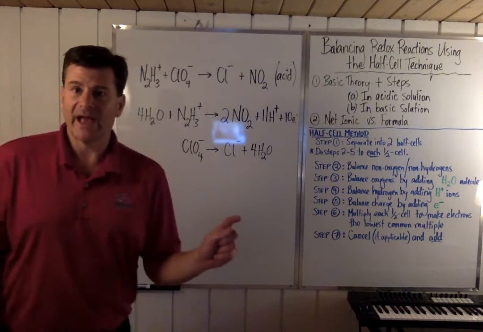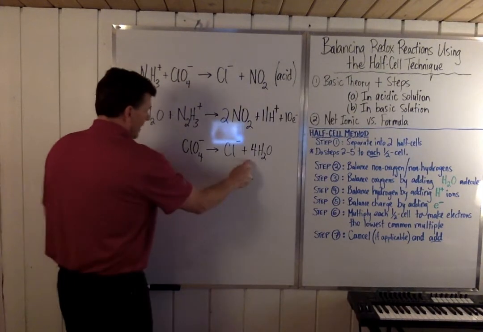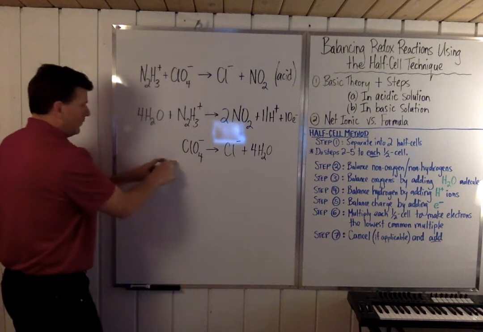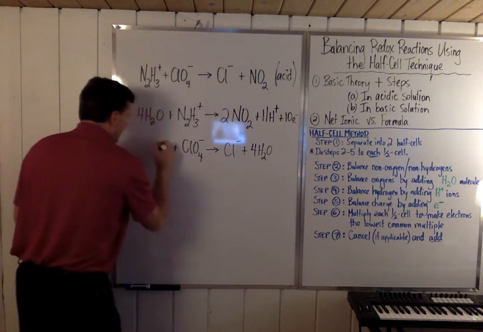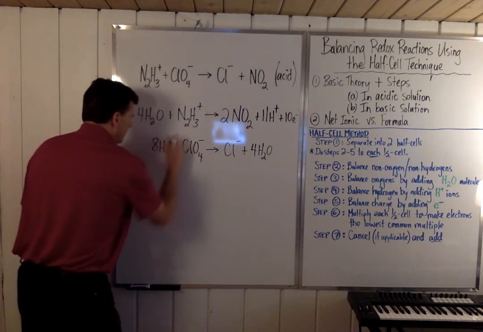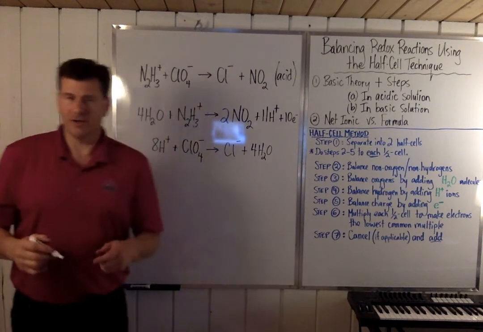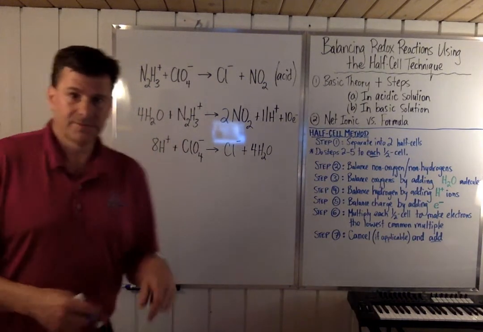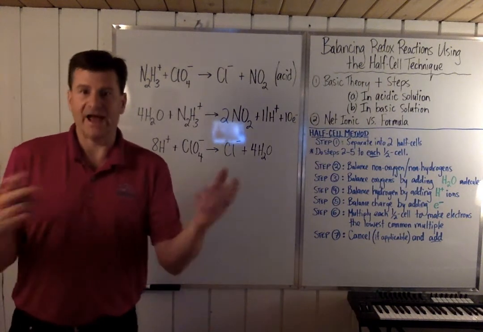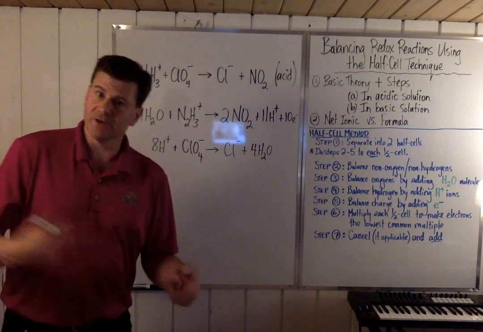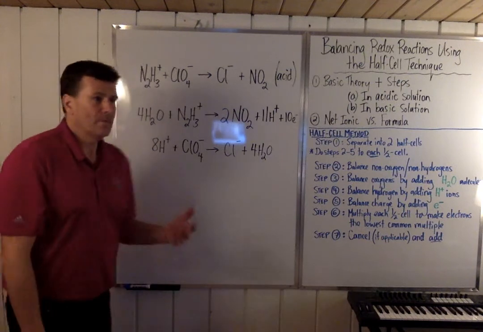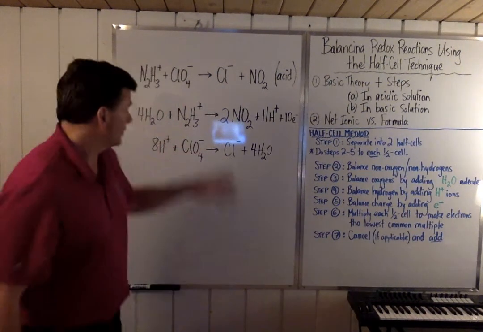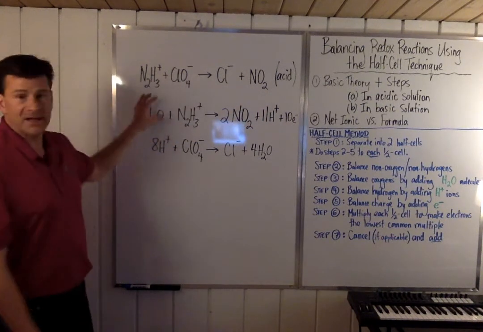Balance hydrogens by adding H+. I've got 8, 4 times 2, I've got 8 hydrogens over there, I've got none over here. So plus 8 H pluses over here. Balance charge by adding electrons. And they're -1. So you're going to add them to the side that has the higher charge to bring it down to the other side. So don't just always bring it down to 0, bring it down to the other side. So over here we added so it came down to +1.